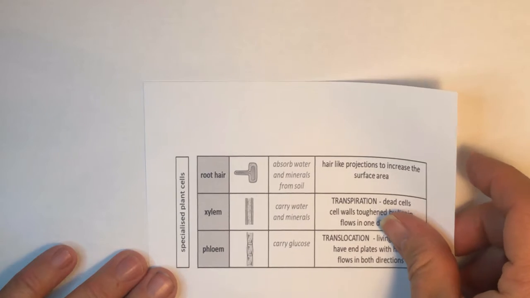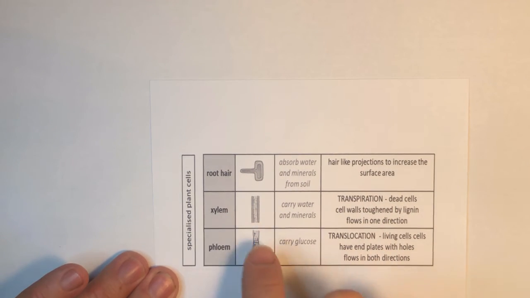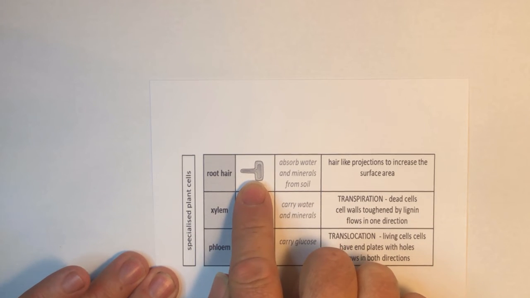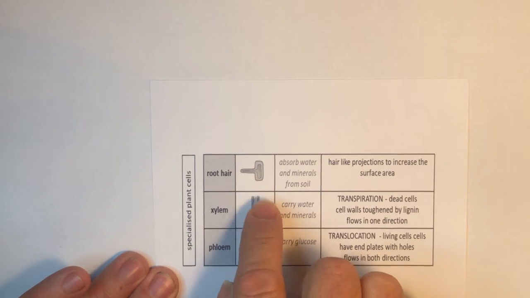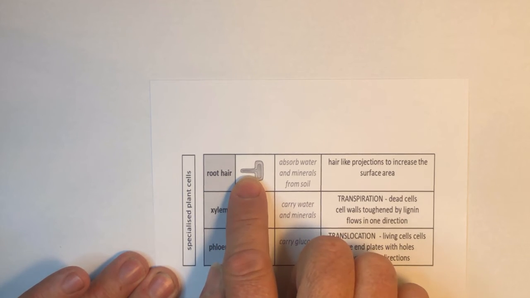Plant cells, what we've got here is we've got 3. We've got root hair, we've got xylem, and we've got phloem. The root hair, you can tell how it's specialised. It's a typical plant cell, but it's got a bit sticking out of the side.